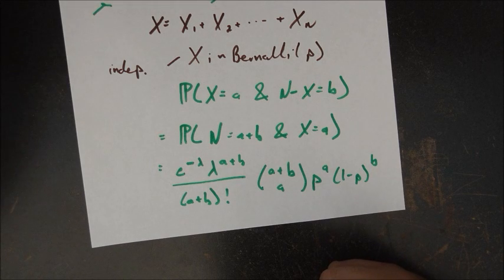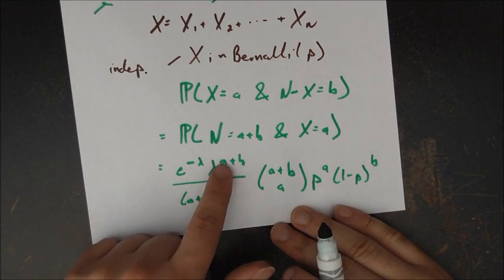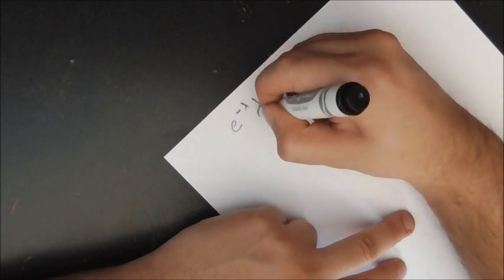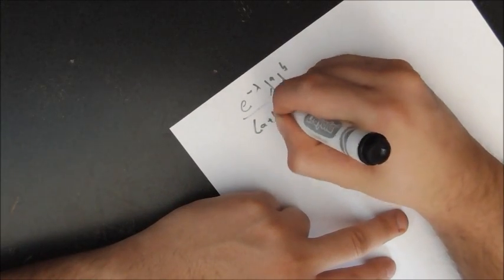So on the back here, I'm going to copy it down. So we have e to the minus lambda. I'm going to break this into lambda to the a and lambda to the power of b. So we have e to the minus lambda, lambda a, lambda b over a plus b factorial.